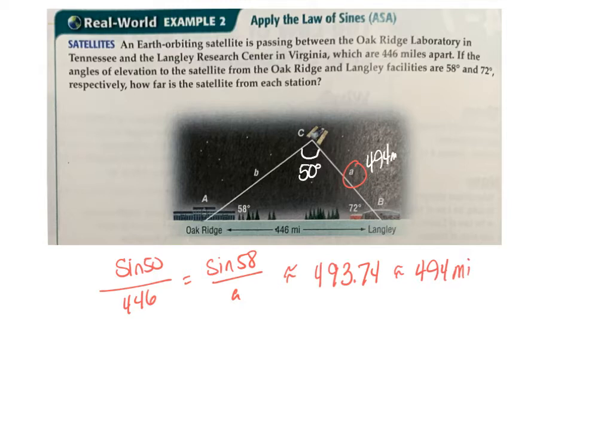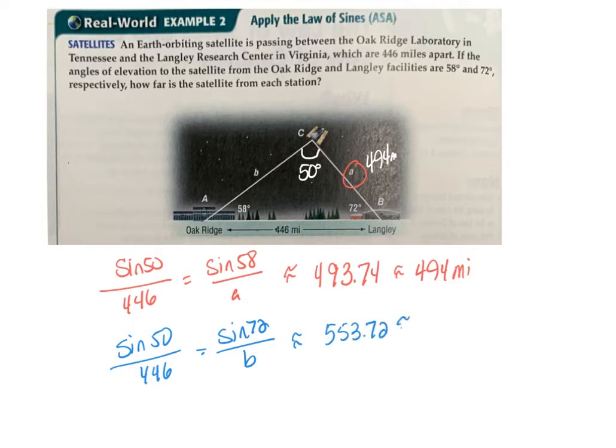All right, same thing for the other one, sine of 50 over 446 equals the sine of 72 over B. Cross multiplication there will give you 553.72, and they rounded to 554. So this one's 554 miles.